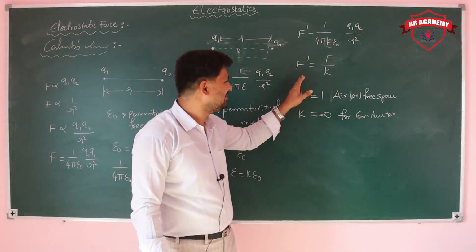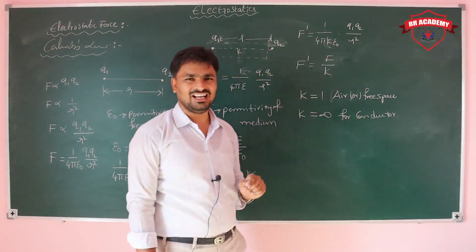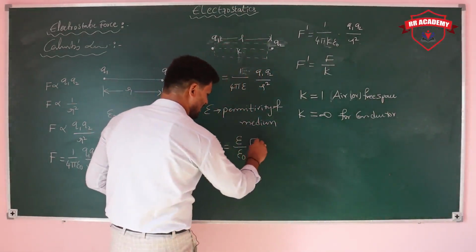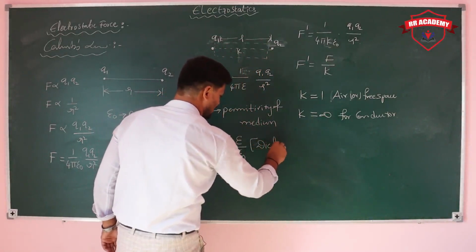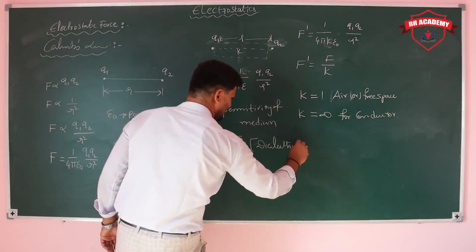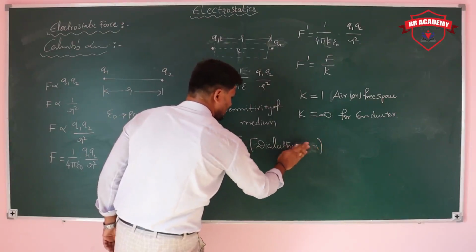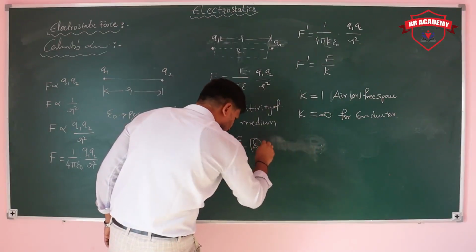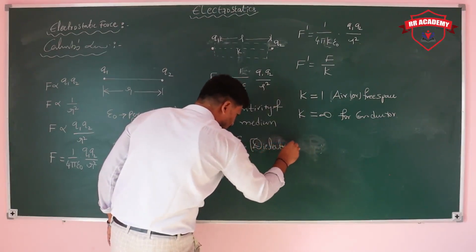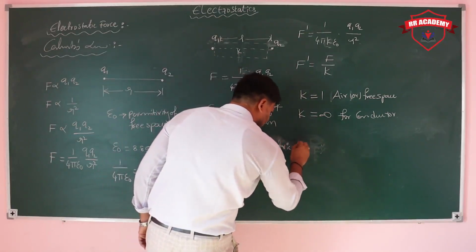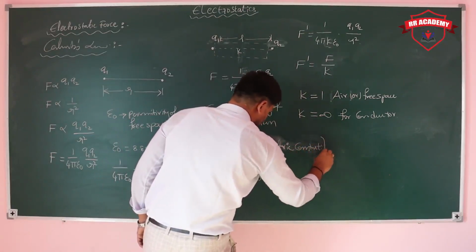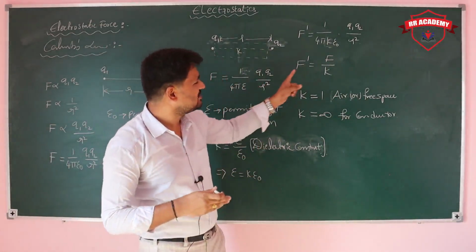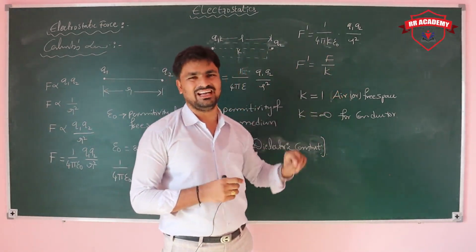So that is simply what we call the dielectric constant. K is called the dielectric constant, which is the ratio of the permittivity of the given medium to the permittivity of the free space, called simply dielectric constant or relative permittivity. By the influence of that, the value decreases to 1/K times.